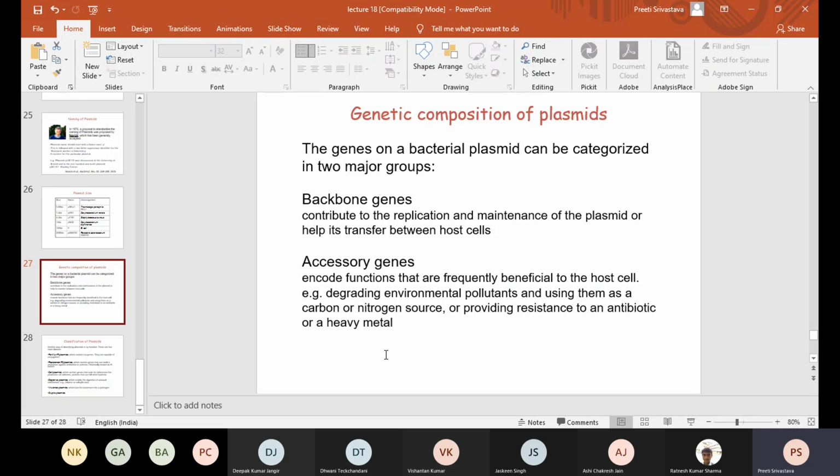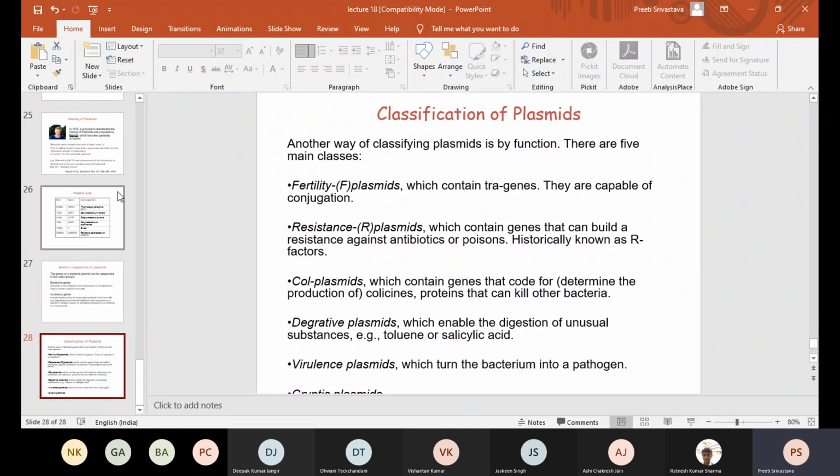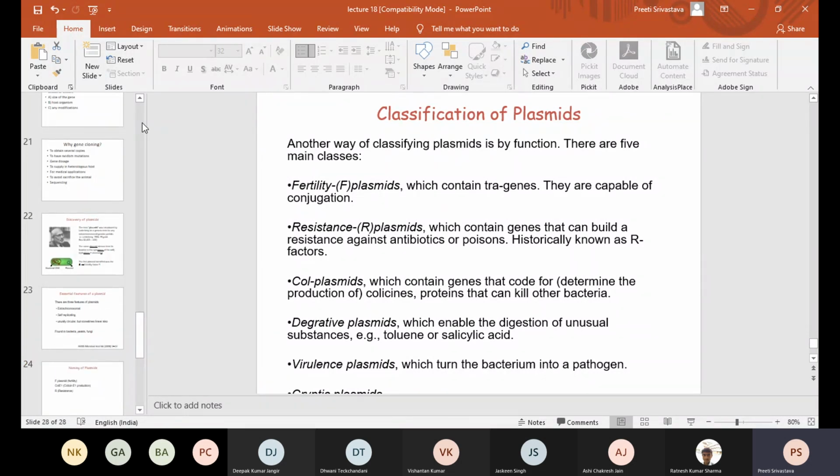genes for degradation of polyaromatic compounds, or genes for degradation of any environmental pollutant. All of these genes are called accessory genes, and the genes responsible for replication and maintenance are called backbone genes. So the plasmid has either both of these types of genes or only backbone genes. We will discuss these in more detail in the next class, maybe on Friday, when I will teach you the classification of plasmids, which can be based on function, copy number, size, or compatibility.